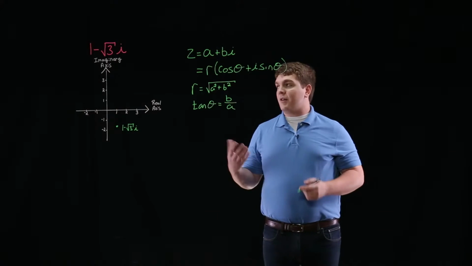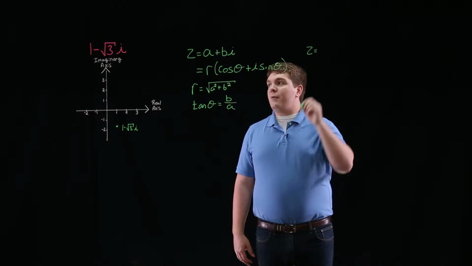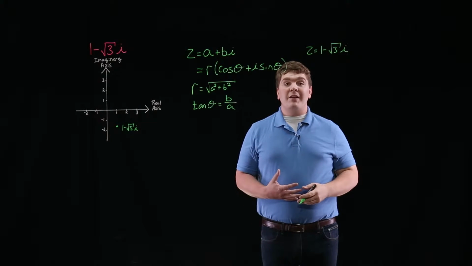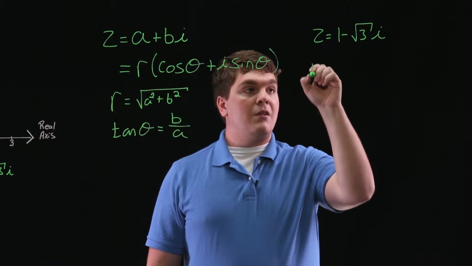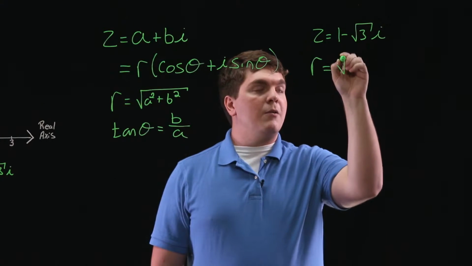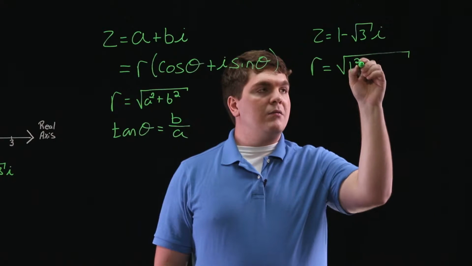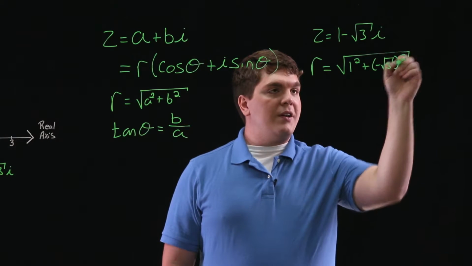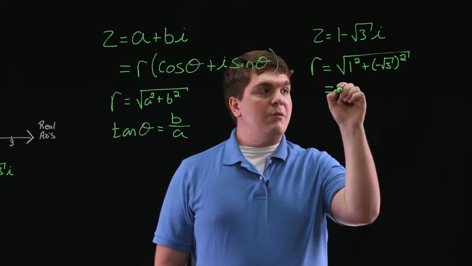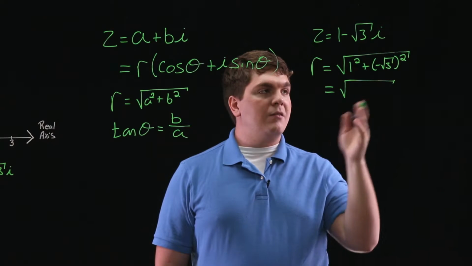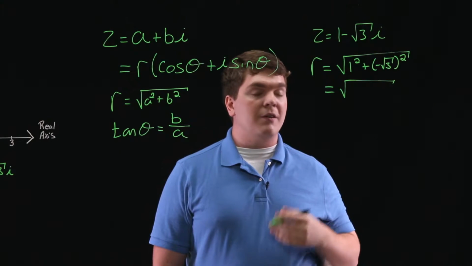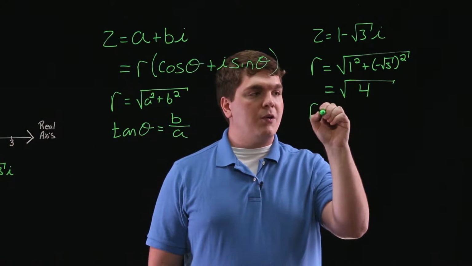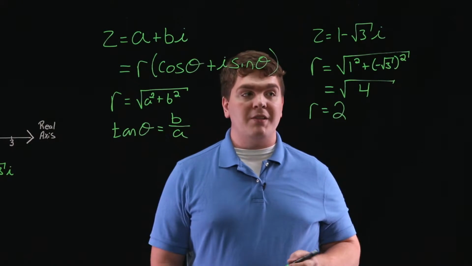So let's take our complex number, z equals 1 minus the square root of 3i, and let's begin by finding the modulus. So r in this case is the square root of 1 squared plus the negative square root of 3, quantity squared. Now this is equal to the square root of 1 squared, which is 1, plus the square root of 3 squared, which is 3, which is the square root of 4. And we know that the square root of 4 is 2. So our modulus is 2.